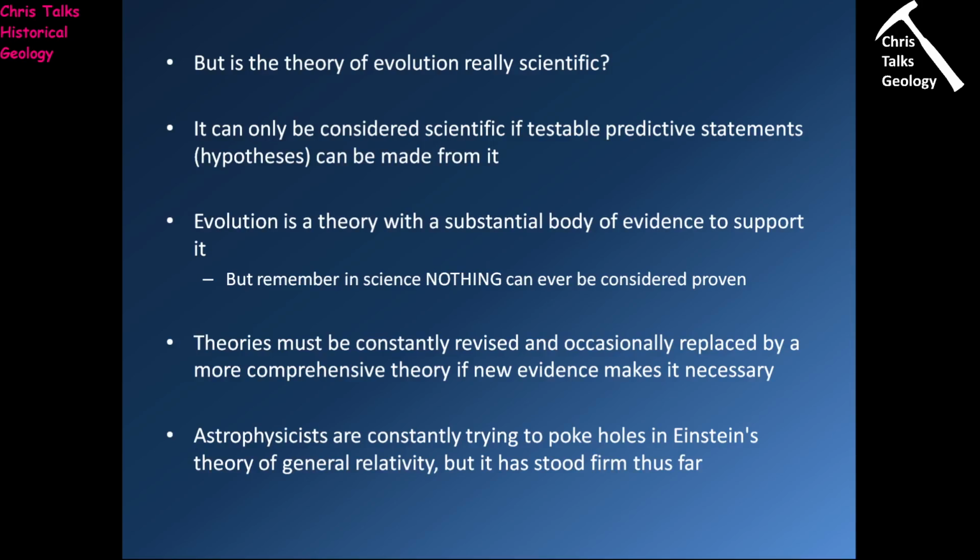And exactly the same thing can be done with evolution. So the nice thing about evolution is that it's a theory with a substantial body of evidence to support it. But obviously we also need to always bear in mind that nothing in science can ever be considered 100% proven. So theories must constantly be revised and occasionally replaced if needed. So if new evidence comes up that says that general relativity is wrong, well then unfortunately it's going to have to either be completely dumped or adapted to take into account the new observations.